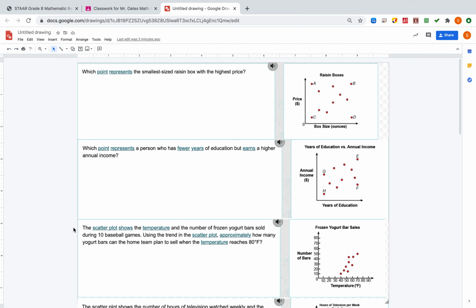Alright, so this is the work for 10/15 for 8th grade. And today what we're going to cover is scatter plots.